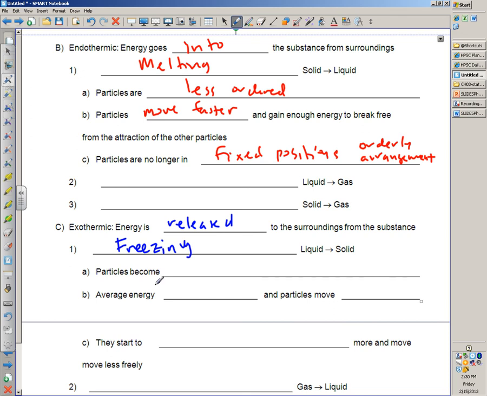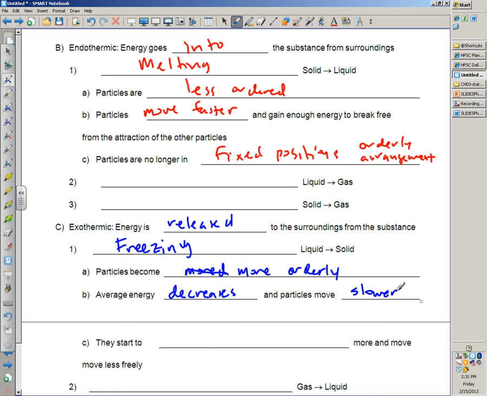What happens to those particles? They become more ordered, or more orderly. The average energy does what? Decreases. And that causes the particles to move slower. Then on the back, what do they start to do more? They start to attract each other more, move less freely.